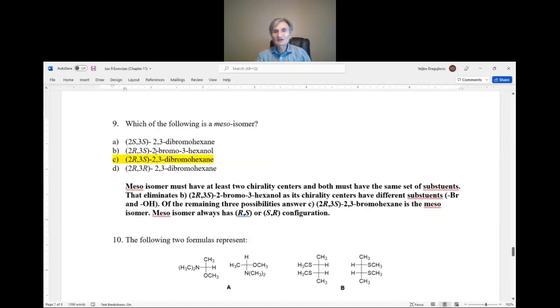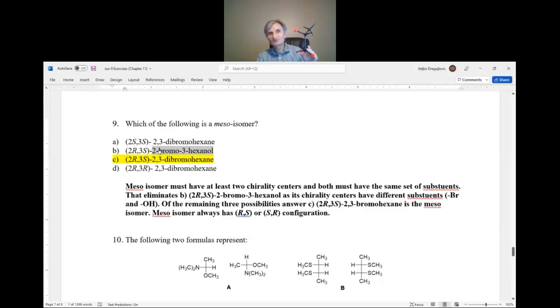Dibromohexane. Now 2-bromo-3-hexanol. This one has no meso isomer because 2-bromo-3-hexanol is not a symmetrical molecule. This 3-hexanol breaks the symmetry. The substituents must be identical. So you see, on this chirality center, the substituents are hydrogen, in this case methoxy and methyl, and this group. On the other one, hydrogen, methoxy, methyl, and this same group. So each chirality center has the same set of substituents. That makes the possibility for a meso isomer. And then if it's RS or SR, that's the meso isomer.